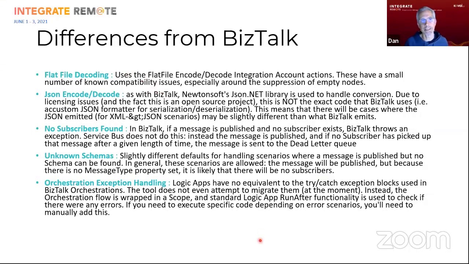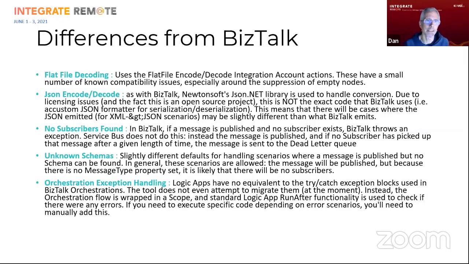But the JSON encode and decode, although it's Newtonsoft's .NET library, they're slightly different. The Azure version is slightly different from the one from BizTalk. And as a result, you might get slightly different output emitted. And that's why I just showed you that example where the number was turned into a string. So you might have to watch for that.